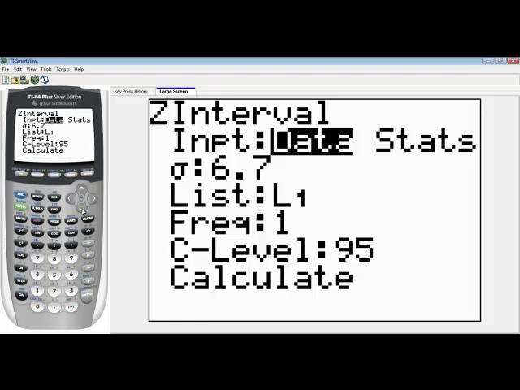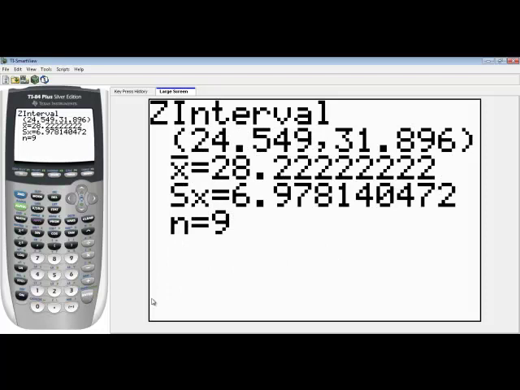My confidence level I need to change to 0.9 for 90%. 0.90 would work as well. And then I'll go down to calculate and hit enter. This time we didn't have an X bar, so it gives it to you, and it gives you the sample standard deviation as well. We gave it the population one, it's telling us the sample one. These were all whole numbers, so we'll round to 1 decimal place. This will be 24.5 and 31.9.